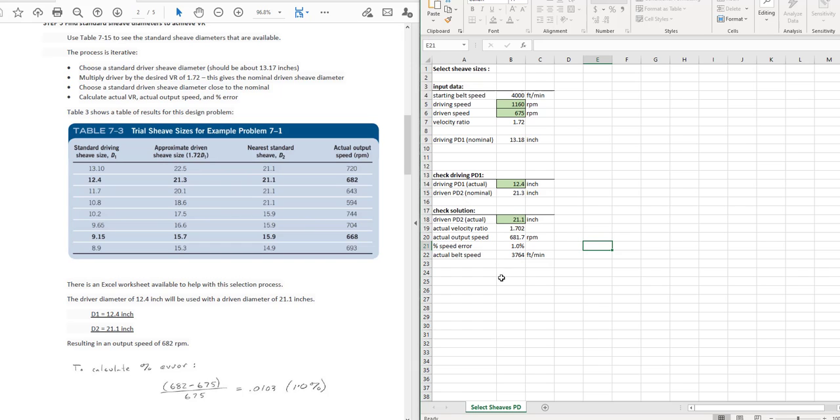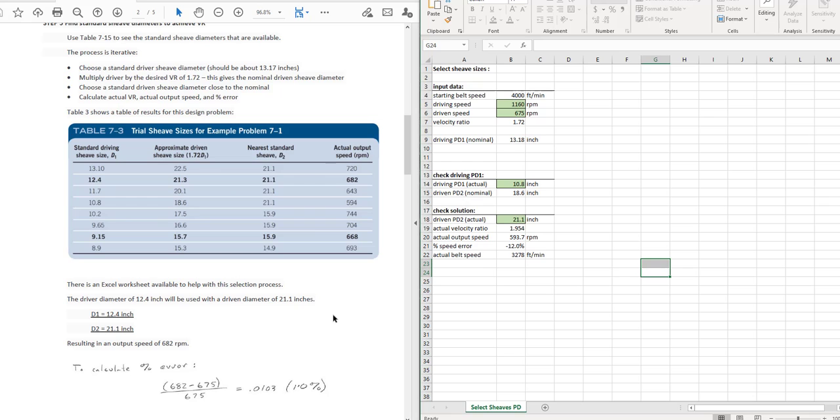I could also try some of these different combinations. For instance, this one right here, if I tried to duplicate this 10.8, I could put 10.8 in here, and then it says I'm looking for something around 18.6. Well, the nearest sheave size to 18.6 is going to be this 21.1. So that's where we end up with this 593 and 12% error. So anyways, we went through all this. Try this spreadsheet out. It should help you.